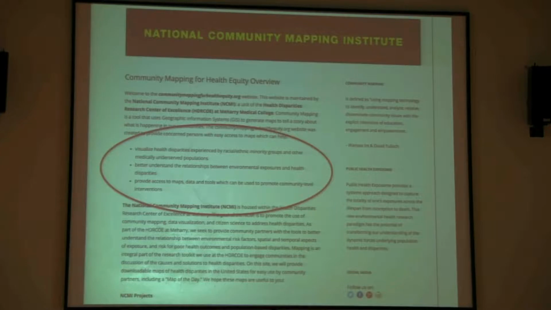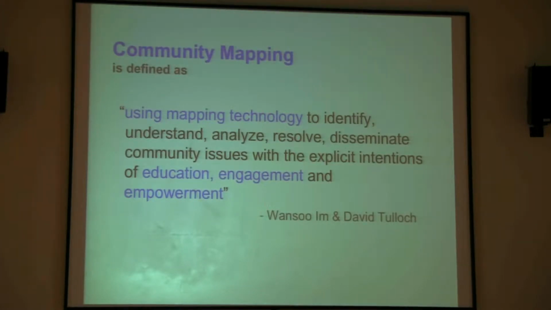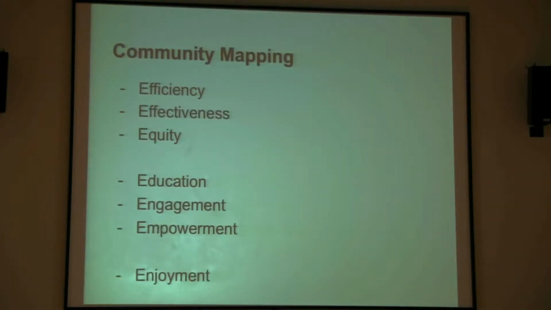Anyway, I'm the director of the National Community Mapping Institute. Basically, we use GIS and community participatory mapping for data visualization, data dissemination, and citizen science. I define community mapping as using mapping technology to identify, understand, analyze, resolve, and disseminate community issues with the explicit intentions of education, engagement, and empowerment. So basically, I put 6E plus 1: efficiency, effectiveness, equity, education, engagement, empowerment, and enjoyment.